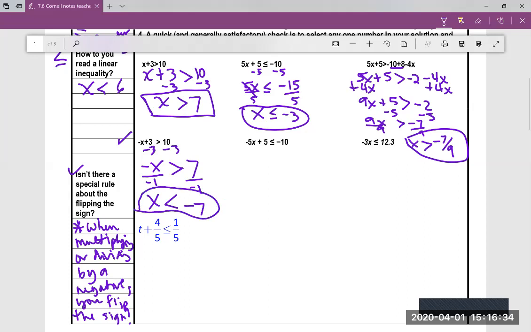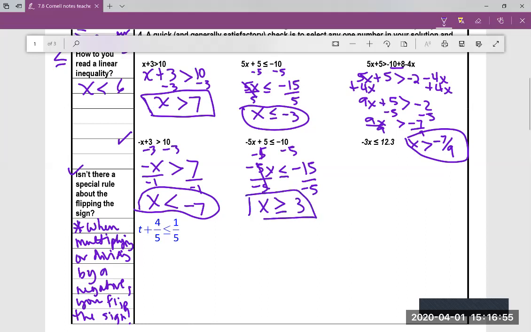Okay, let's do another one. Let's subtract 5 from both sides. So now I have negative 5x is less than or equal to minus 10 minus 5. It's minus 15. I'm going to divide by negative 5. Beep, beep, beep. I need to switch the sign here, and that's 3.